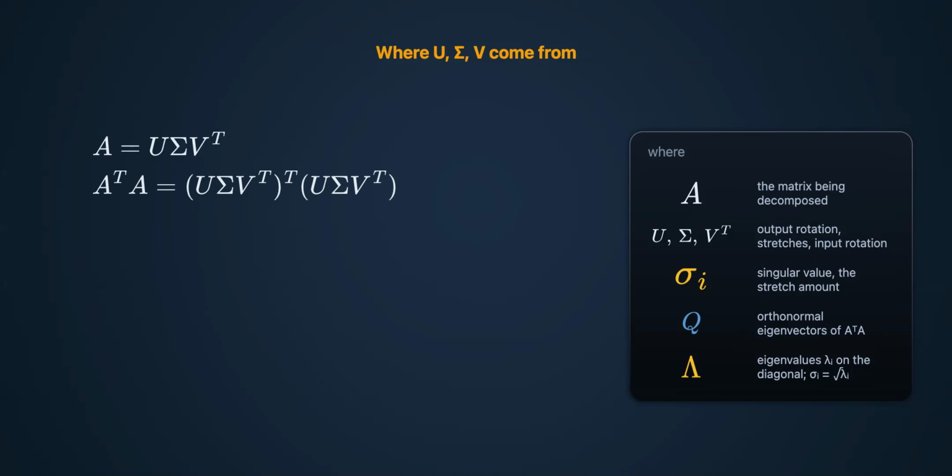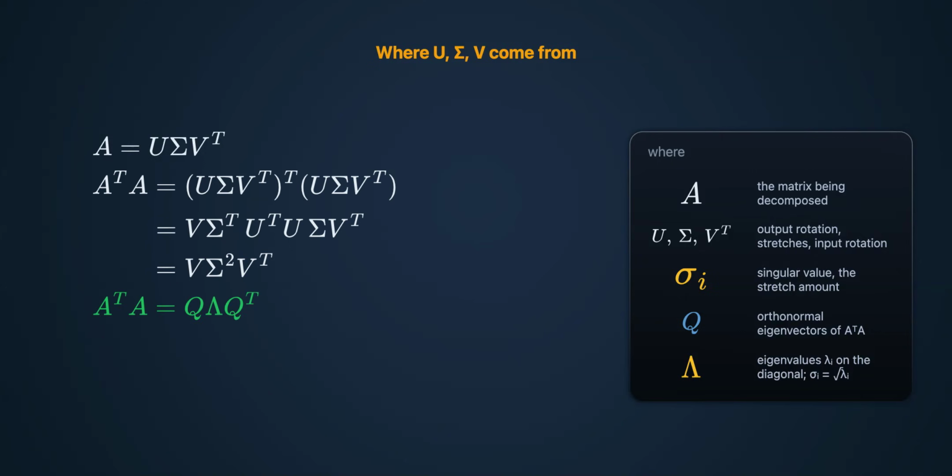Form A transpose A and substitute the assumed decomposition. Transposing a product reverses its order, so the two U pieces end up side by side in the middle. U is a rotation, so U transpose U is the identity. Sigma is diagonal, so sigma transpose sigma is sigma squared. What survives is V sigma squared V transpose.